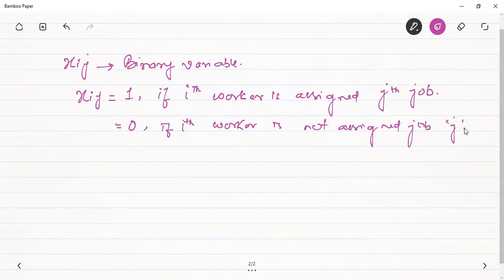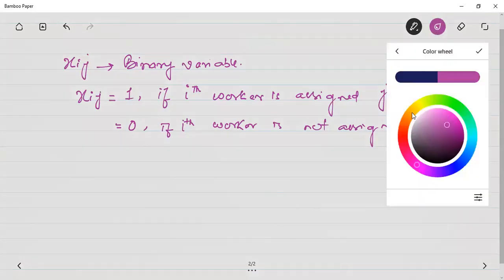So simply in this case the decision variables can take the value of 1 or 0, unlike in the transportation problem, where the decision variables were the number of units, how many units we can transport from a particular source to a particular destination. But here these decision variables can take only 1 or 0. If it is 1, then the ith worker is assigned the jth job. If it is 0, then the job has not been assigned to that worker. So this is how we define the decision variables in the assignment problem.